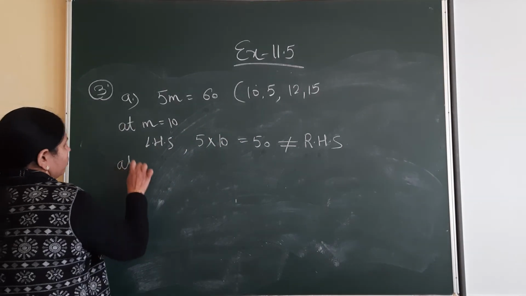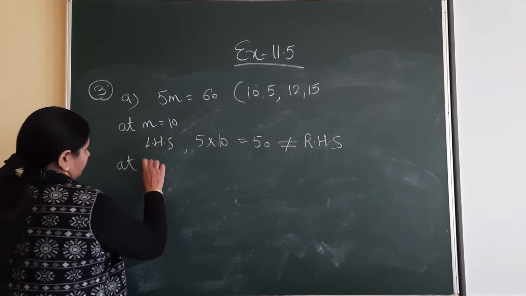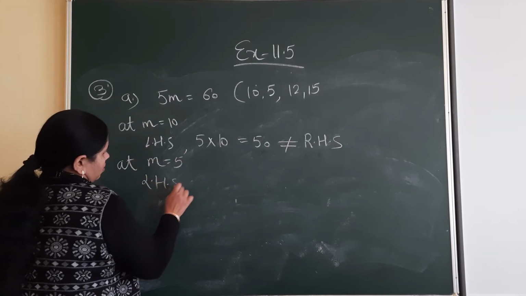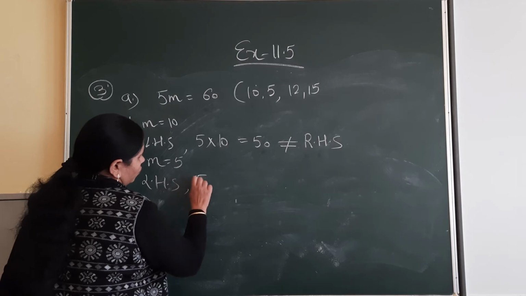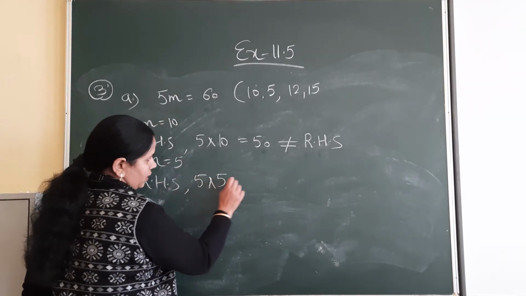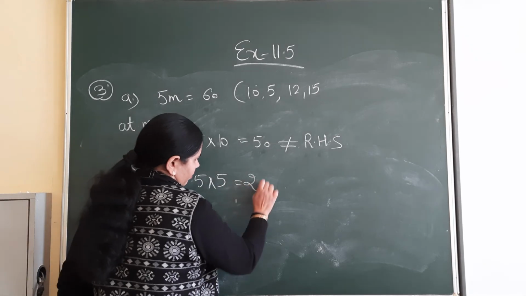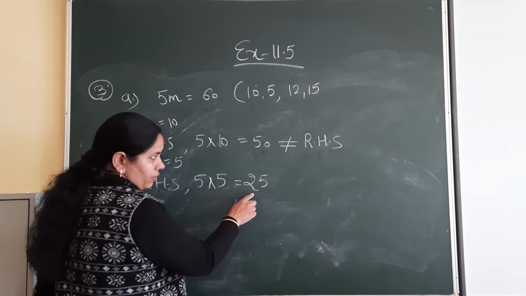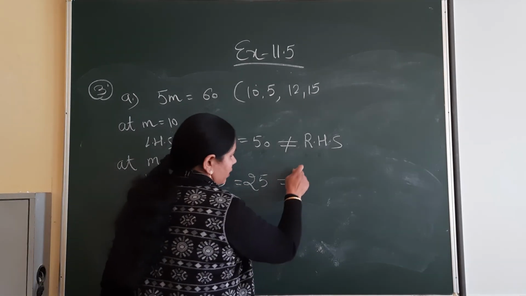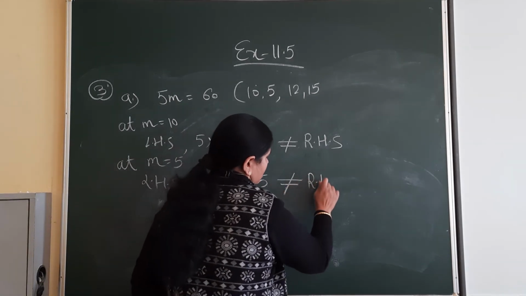Now take the next value, m is equal to 5. Now put here in the left hand side. In the left hand side we have 5 into m. At the place of m put this value. This is 5. Calculate it. 5 fives are 25. Again, 25 is not equal to 60, that is the right hand side. So write here 25 is not equal to the right hand side.